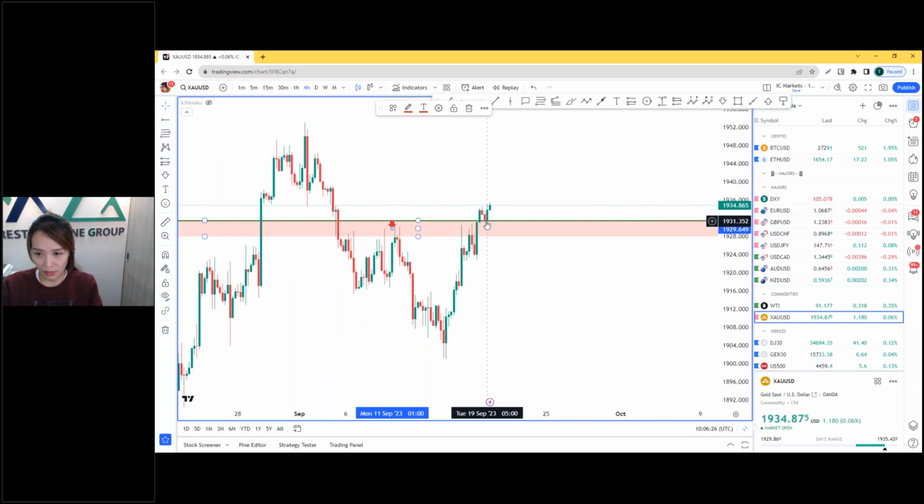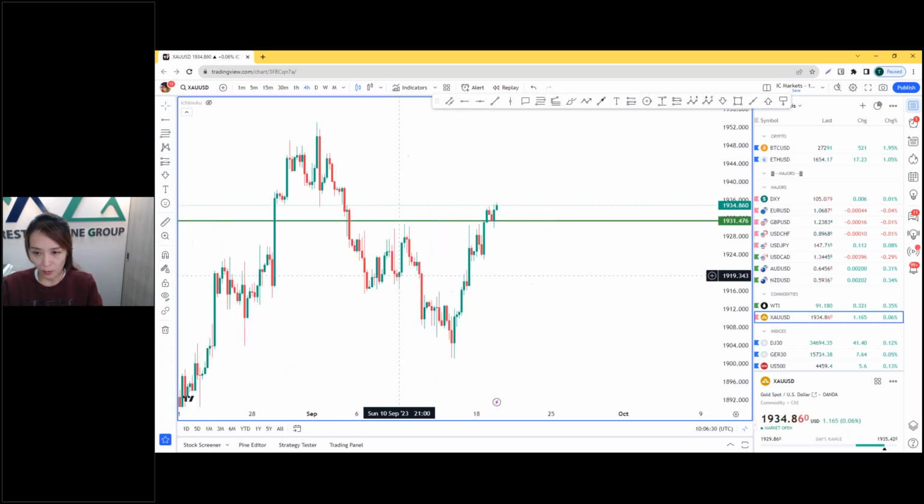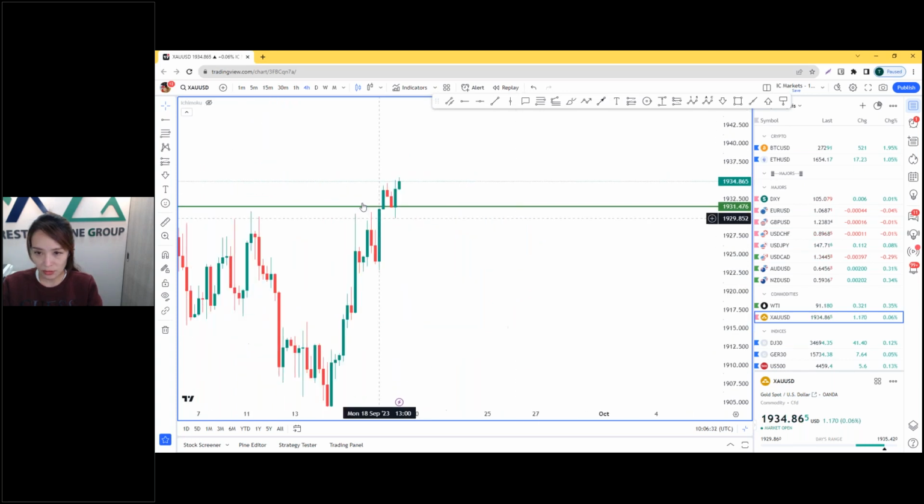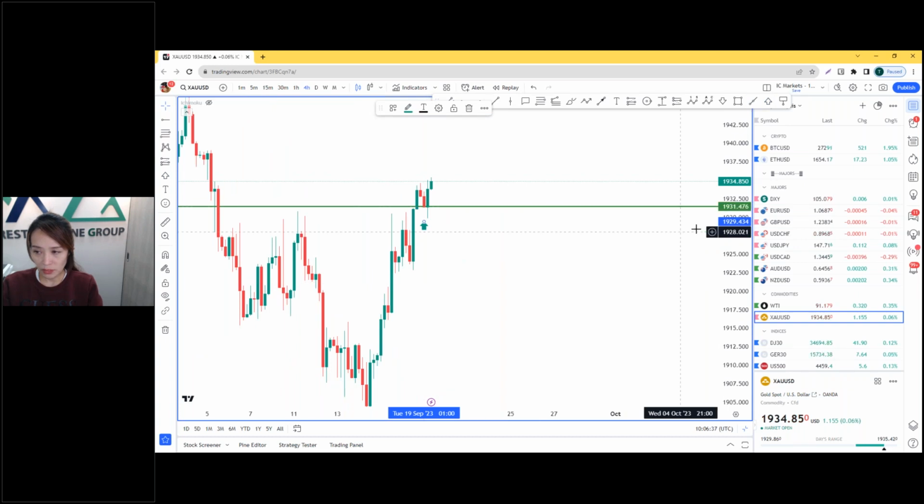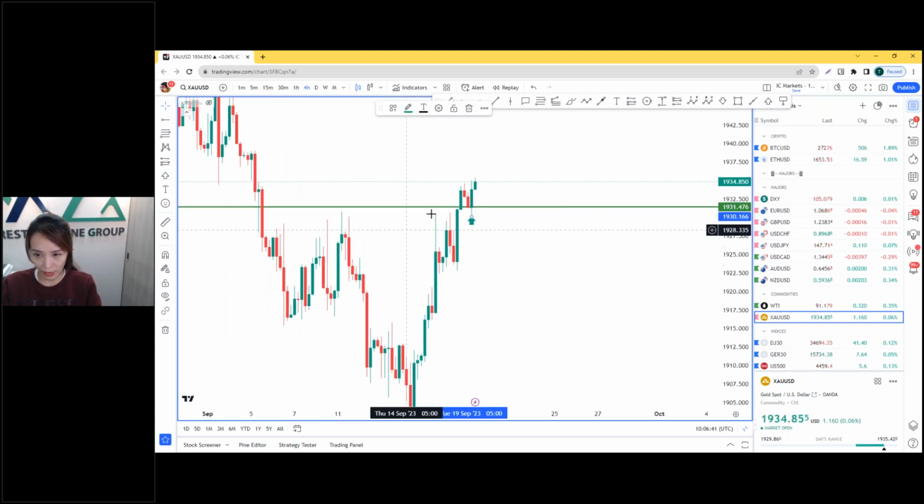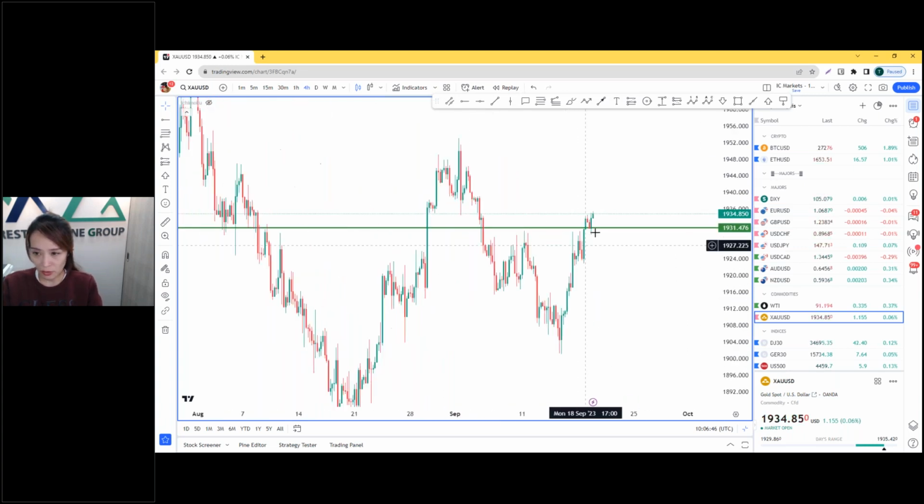Once price breaks above, it becomes support. That's why when price pulls back to this level, there will be buyers waiting to buy over here. Once it breaks above 1930, that will buy. Price moves up here, and then you draw this as your support level.